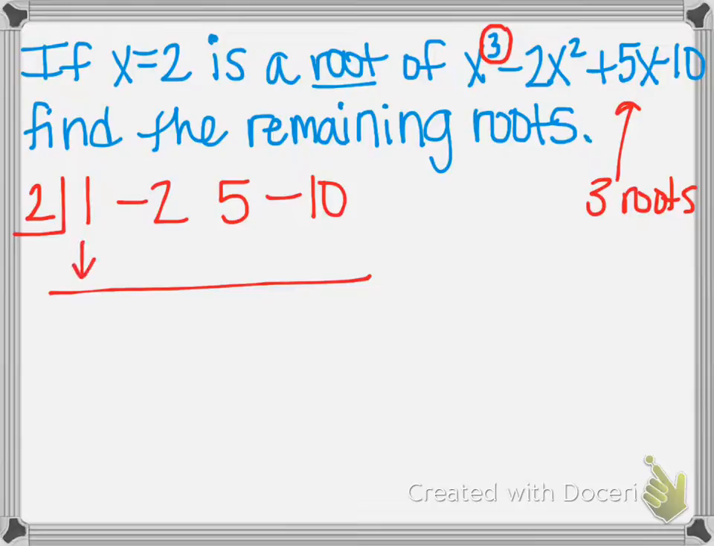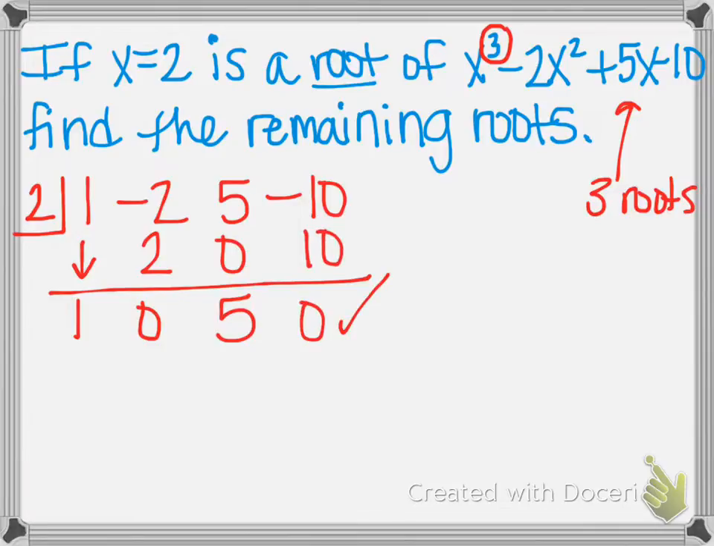Okay, drop down your 1. You know here that you should be getting that 0 at the end because I told you that it's a root. 0, 0 times 2 is 0. That gives me 5. 5 times 2 is positive 10. Okay, good. That's good news. I was hoping it would work out.